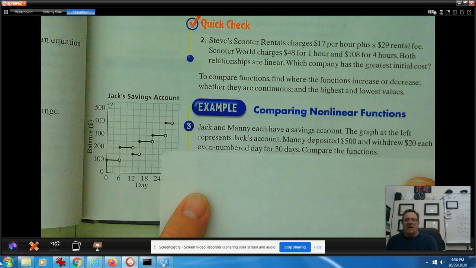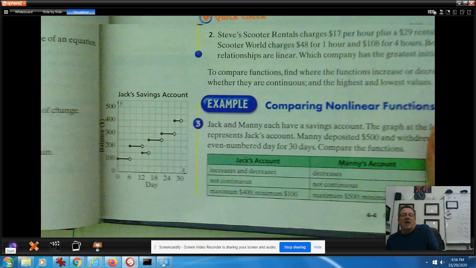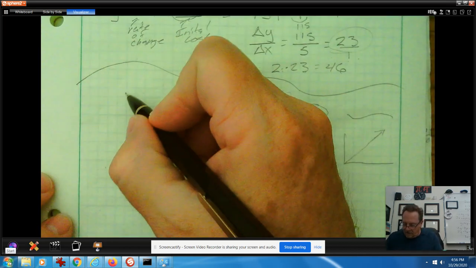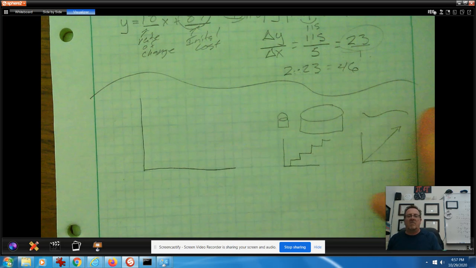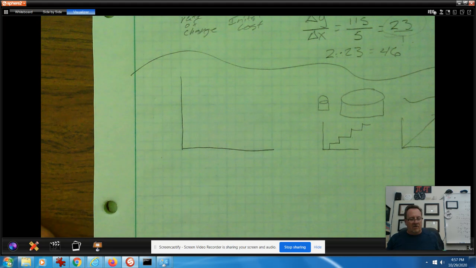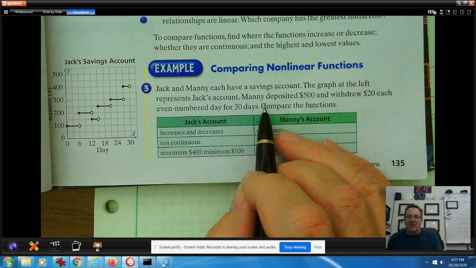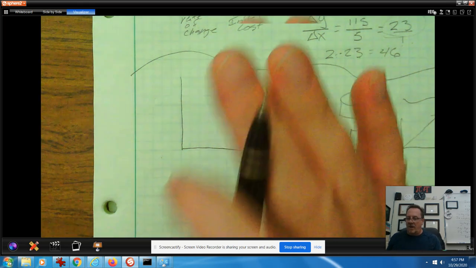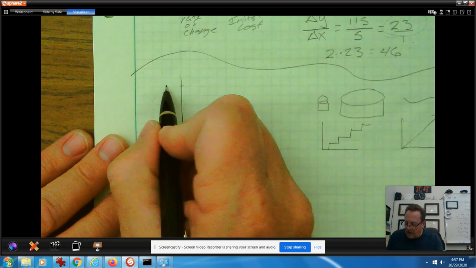What would it look like for Manny to deposit $500 and then withdraw $20 each even numbered day for 30 days? If I made a graph of this situation, and I'm not necessarily drawing it to scale, I'm just drawing this little graph. What level did Manny's account start at? Well, it says right here, Manny deposited $500. So the beginning value is not zero. On the first day, before anything happens, his account level was at 500.